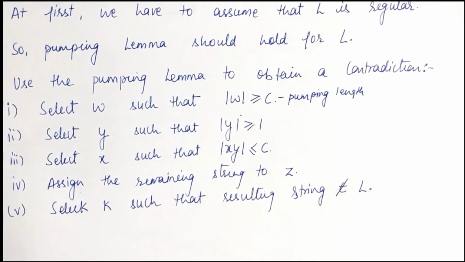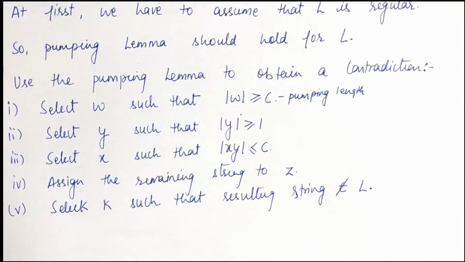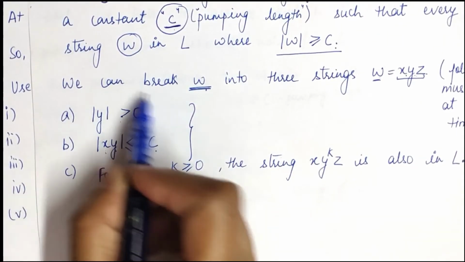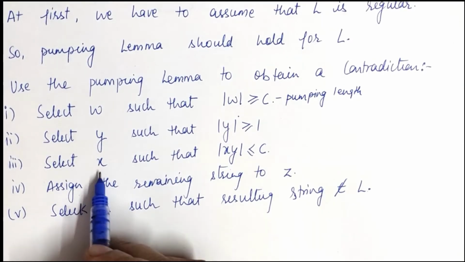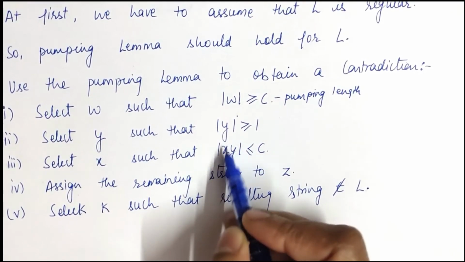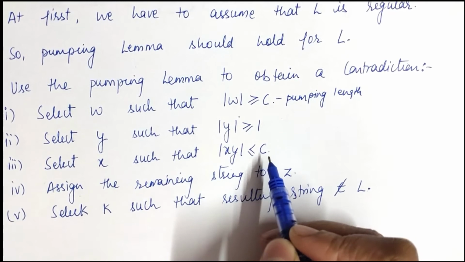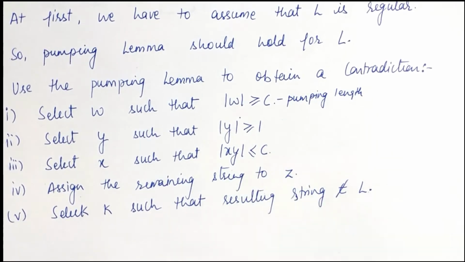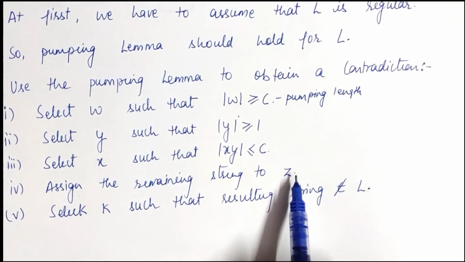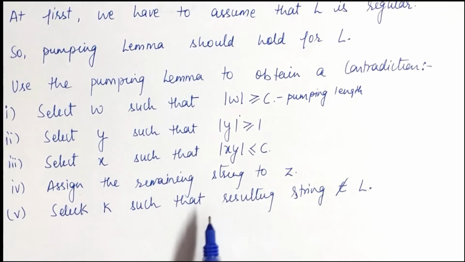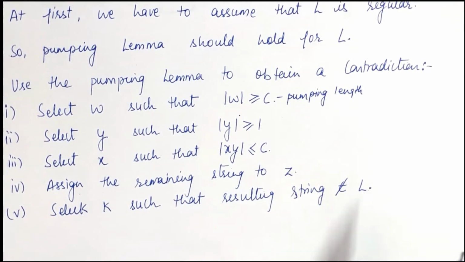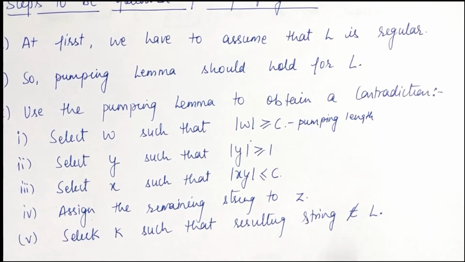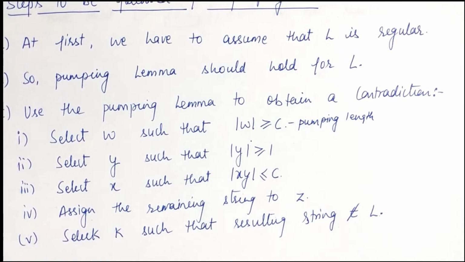Then we have to select Y such that the length of Y is greater than or equal to 1. This condition comes from these 3 conditions. Then we select X such that the length of X and Y combined is less than or equal to C, where C is the pumping length, and the remaining string is assigned to Z. Then we have to select K such that the resulting string does not belong to L. So these are the steps to be followed while doing a question on the pumping lemma. We follow them one by one.